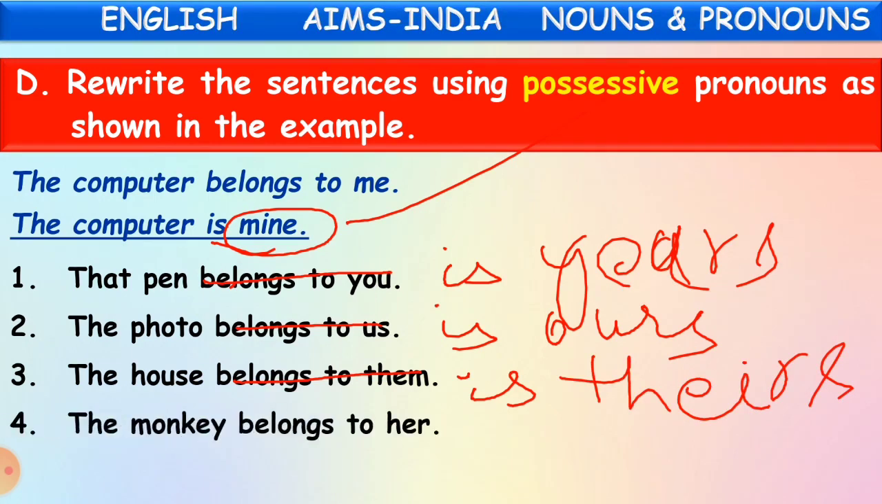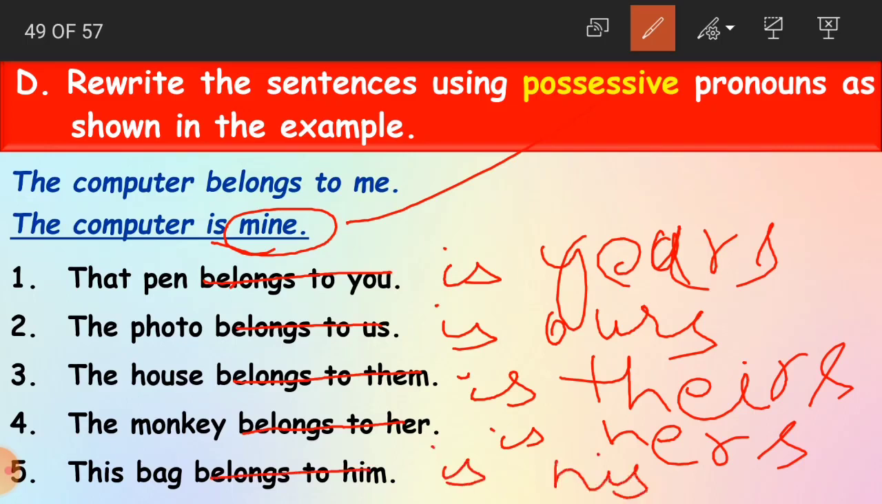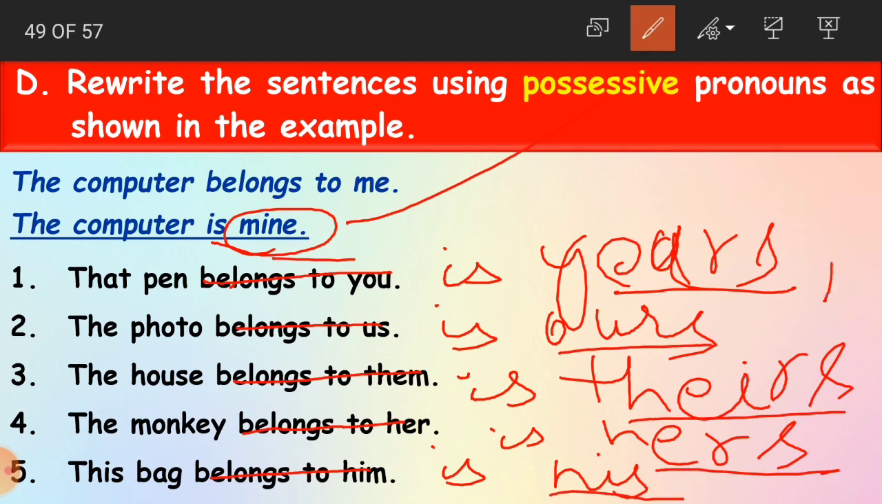The monkey belongs to her. Then what we'll do? The monkey is hers. This bag belongs to him. This bag is his. Clear? So these are all yours, ours, theirs, hers, his and mine. All are what? Possessive pronouns. Clear children? Yes now.